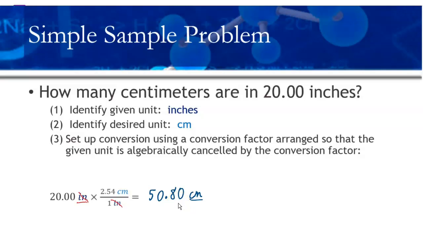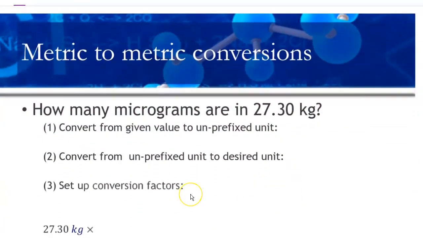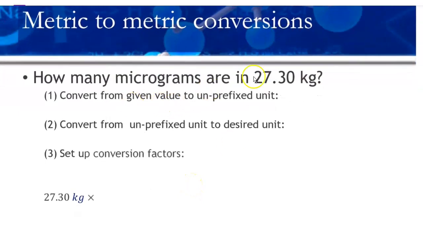Now let's apply this to metric conversions. My recommendation, you don't have to do it this way, but my recommendation is to always do a metric to metric conversion by taking the given value and converting it into an unprefixed unit. I say unprefixed, not base unit, because of course in this case kilogram is the base unit, but we really want to convert to the gram because the metric prefixes are all based on that word. That's the reason we do it this way. So we're going to convert to an unprefixed unit, then convert from the unprefixed unit to our target unit, micrograms.